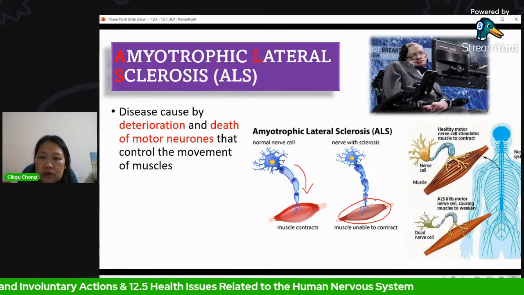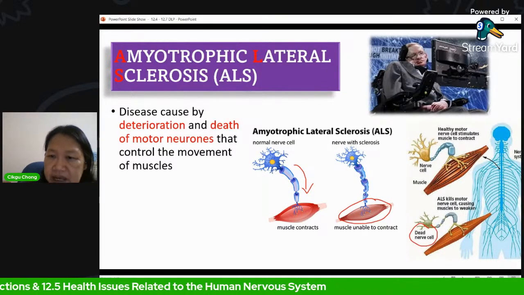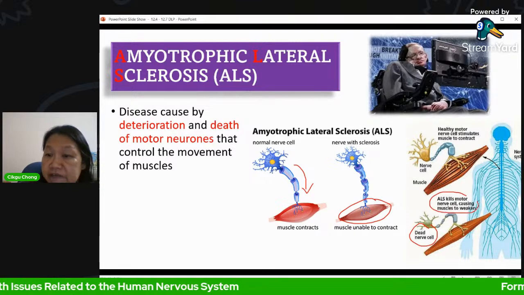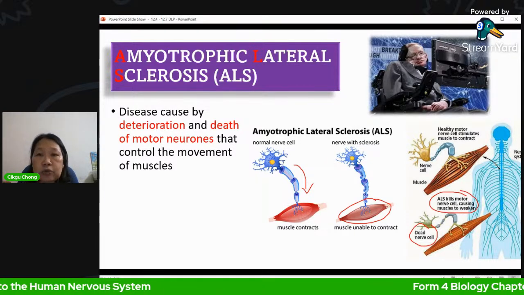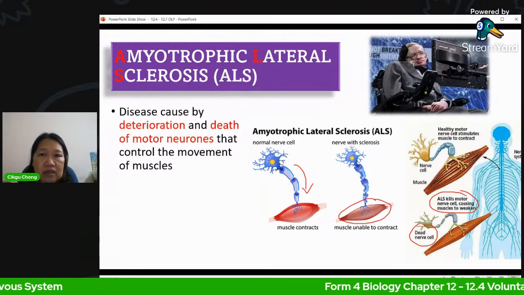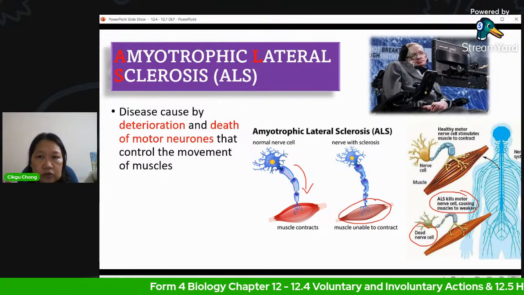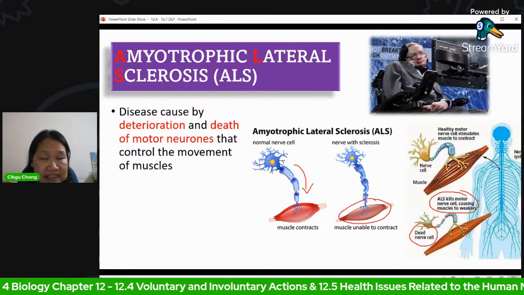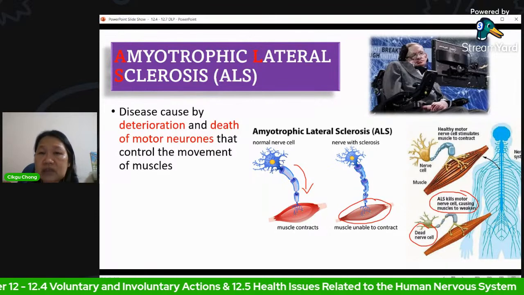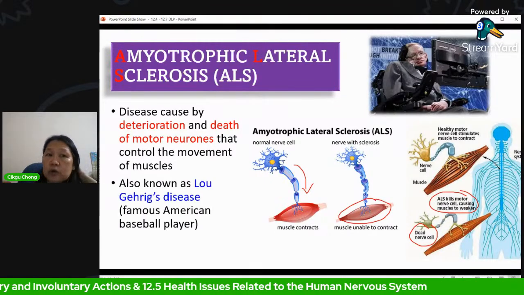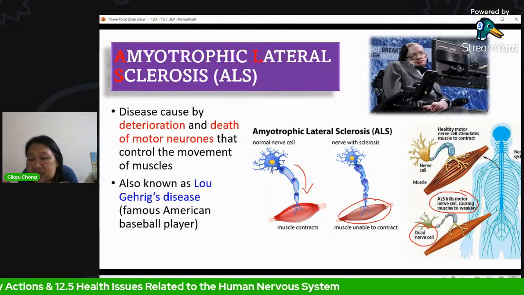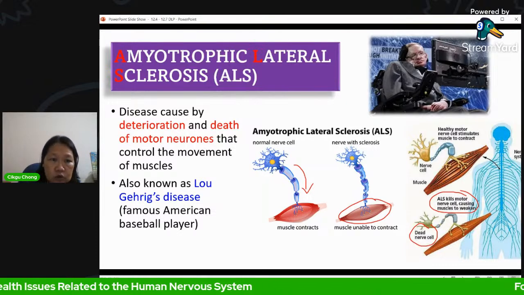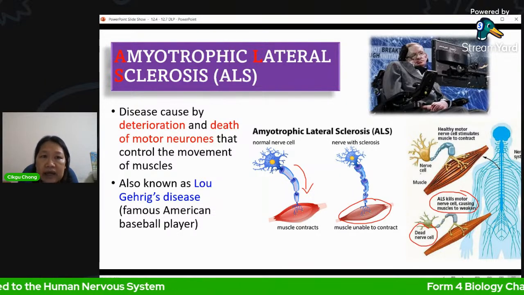Okay, so dead nerve cells cause muscle weakening. At first, he found that he was not able to balance himself. That time was his early 20s. He was starting to show signs of it. Then it became worse until he could not even stand. He was bedridden. This disease is also known as Lou Gehrig's disease. If you do see the words Lou Gehrig's disease, it is also ALS.